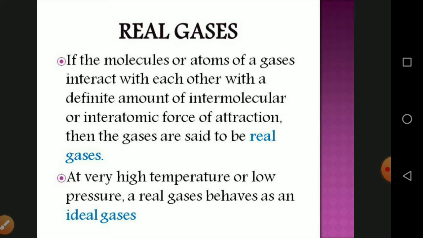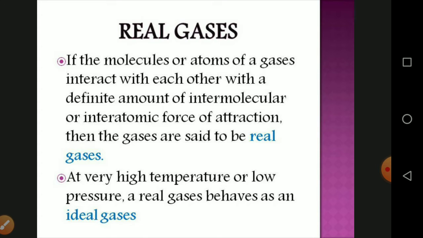A real gas is one in which the molecules or atoms of the gas interact with each other with a definite amount of intermolecular or interatomic force of attraction. Then the gas is said to be a real gas. When the atoms interact with other atoms through intermolecular or interatomic forces of attraction, it is called a real gas.